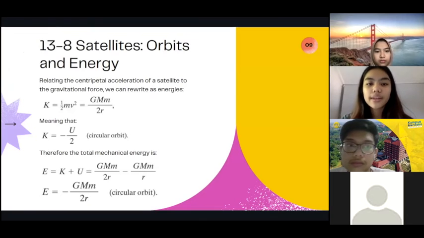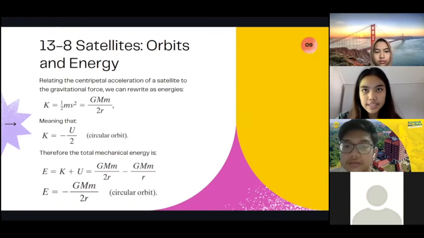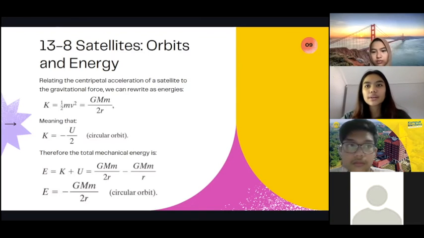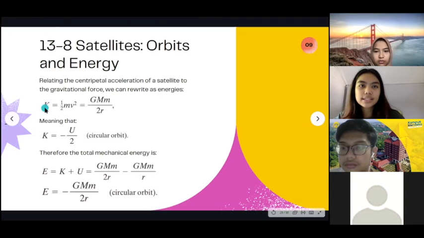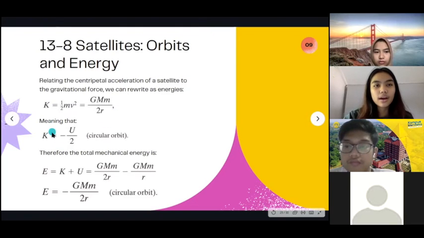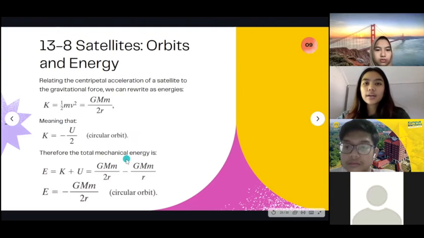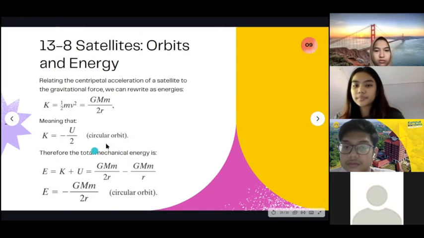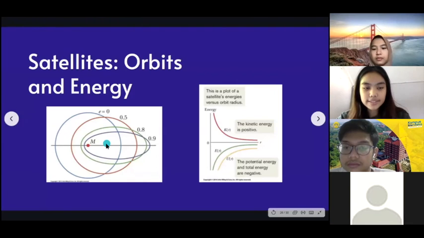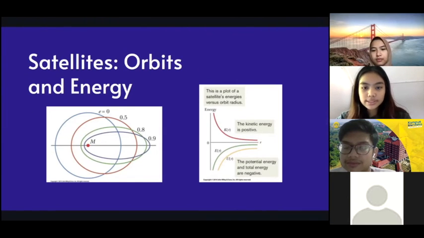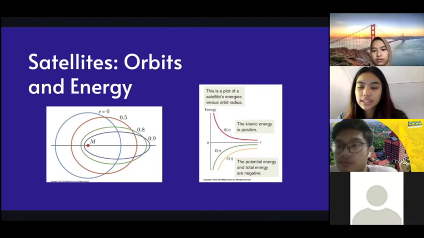The next one: relating the centripetal acceleration of a satellite to the gravitational force, we can rewrite it in terms of energies. This is the equation of kinetic energy, meaning that K is equal to minus U over 2 in a circular orbit. Therefore, the total mechanical energy can be mathematically written as this. Next, satellites, orbits, and energies. Total energy is the negative of the kinetic energy.